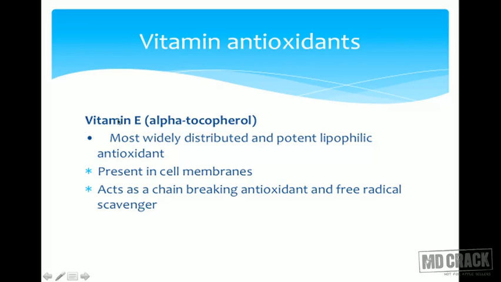Now one of the most important vitamin antioxidants is vitamin E. It is also called alpha tocopherol. This is very widely distributed and it is a potent lipophilic antioxidant. It is present in cell membranes. It acts as a chain-breaking antioxidant and a free radical scavenger.